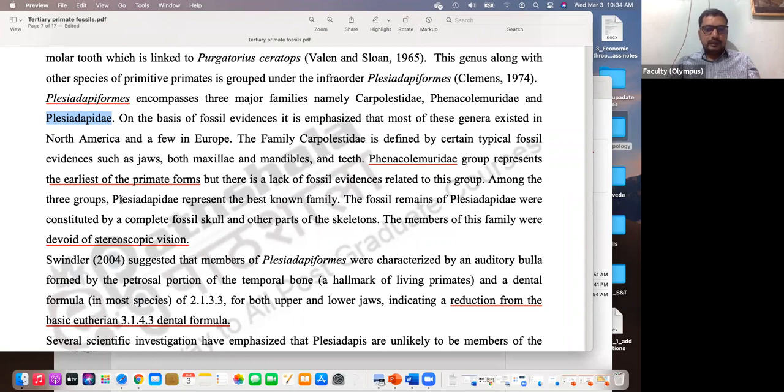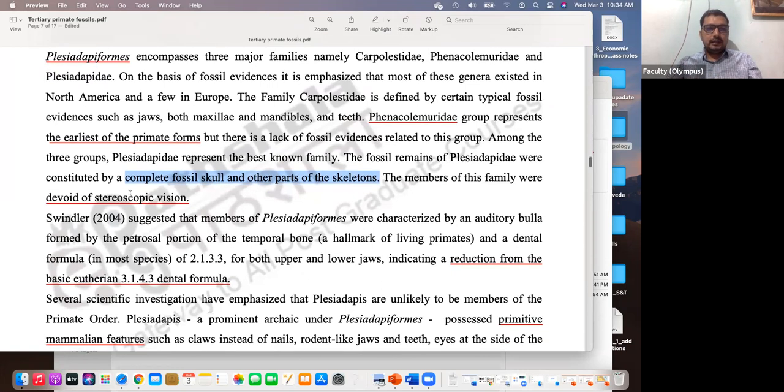Because a complete fossil skull and other parts of the skeleton were obtained from it, we have better information and resources to learn about it. What they found is that they clearly didn't have stereoscopic vision. We're talking about early primates, and as primates we have stereoscopic vision, frontation of the eyes, and we understand depth better. That was absent in them, meaning they're more primitive than several of the other primates, which have frontation of the eyes. It had not developed yet.